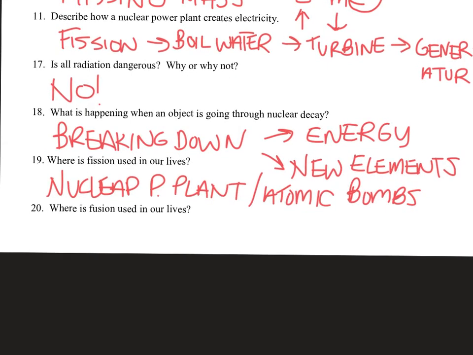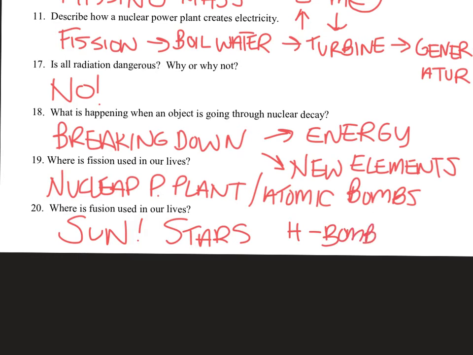And where is fusion found in our lives? My friends, number one is the sun. Without the sun, we wouldn't exist. That's where we get all of our energy. So the sun is where fusion's happening. All stars run on fusion, right? And then don't forget, there are also hydrogen bombs, H bombs. Isn't that a great thing? We also can call them a thermonuclear warhead. We can also call them a fusion bomb.